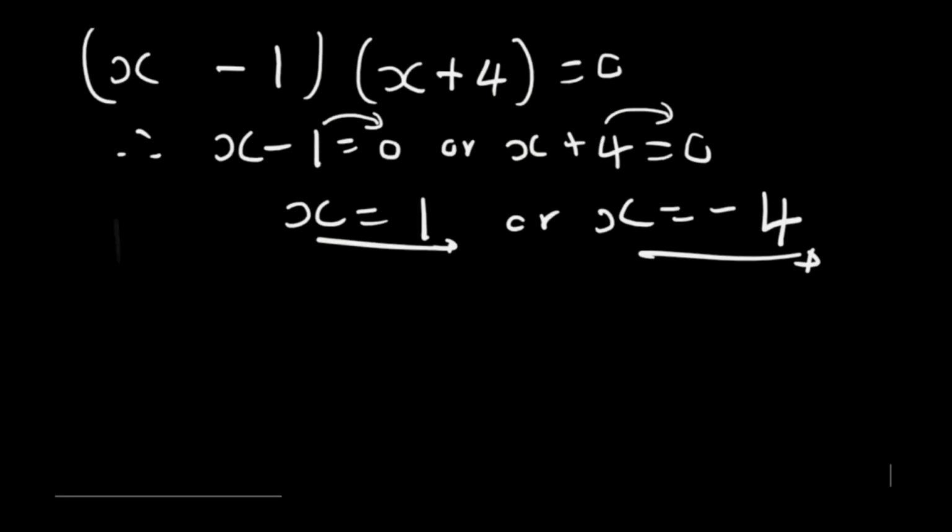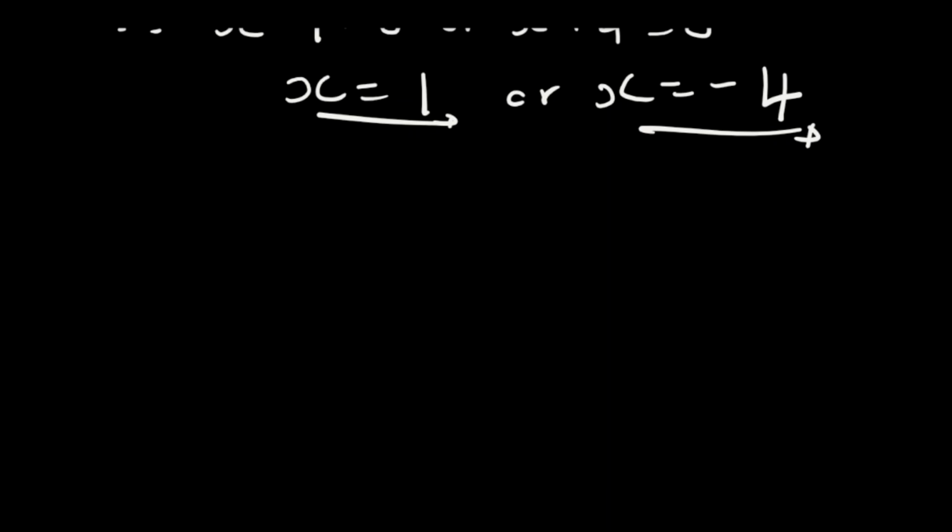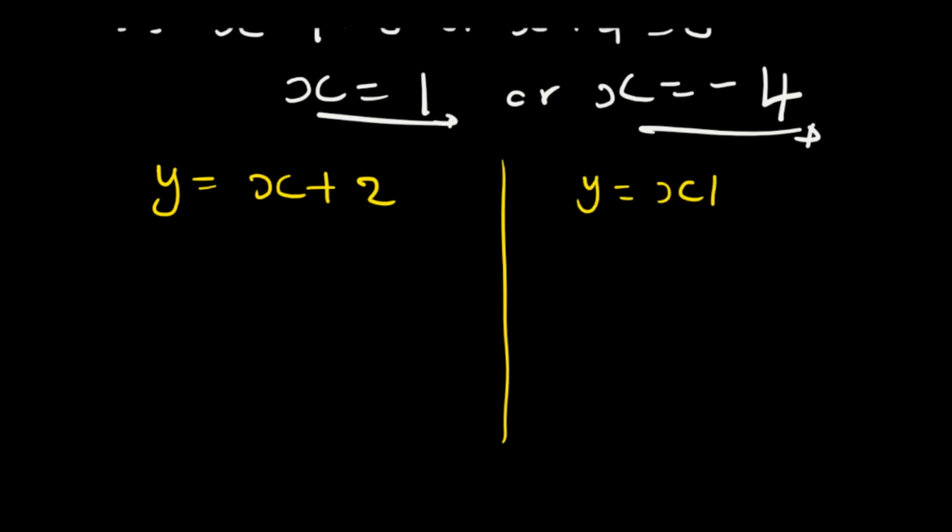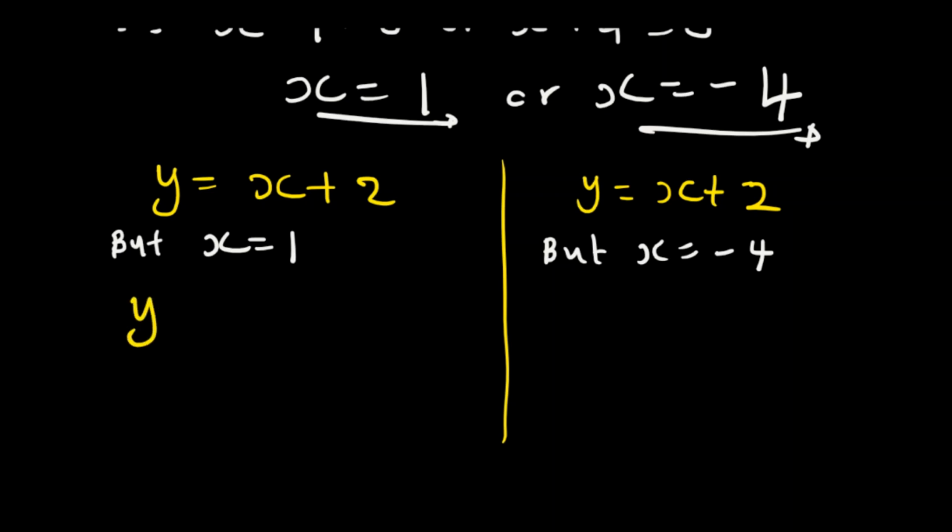So from here, you're going to use your equation 3 to identify the values of y. So remember, your equation 3 was y equals x plus 2. So I'm just going to separate it and do the same thing here. y equals x plus 2, right? So you're just going to substitute, so say, but x equals 1, but x equals minus 4. And then you identify your y value, so it's going to be y equals your x value, which is 1, plus the 2.